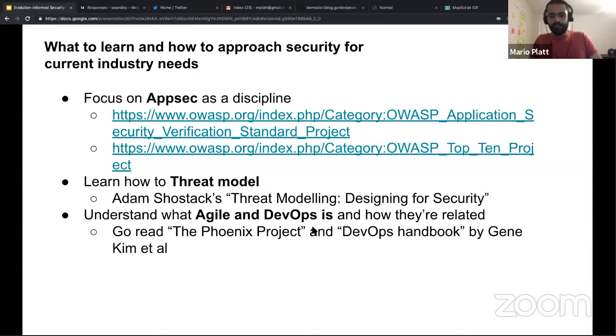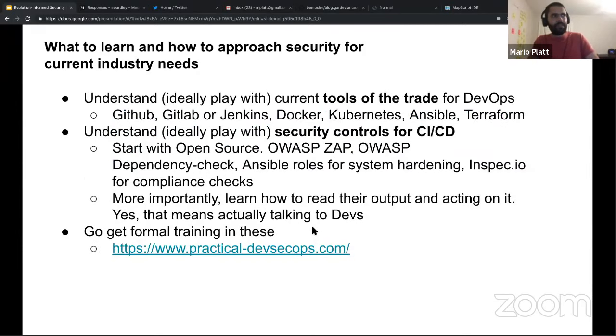You should really understand what Agile and DevOps is. Not just what you're reading, that people are going too fast and delivering things X amount of times a day. Actually understand how it developed, how it came to be, because it's going to give you some good insights into how you can make it secure. So the books, The Phoenix Project and The DevOps Handbook by Gene Kim and others, I would definitely advise you to read them. So in terms of current industry needs, understanding tools of the trade for DevOps: GitHub, GitLab, etc.